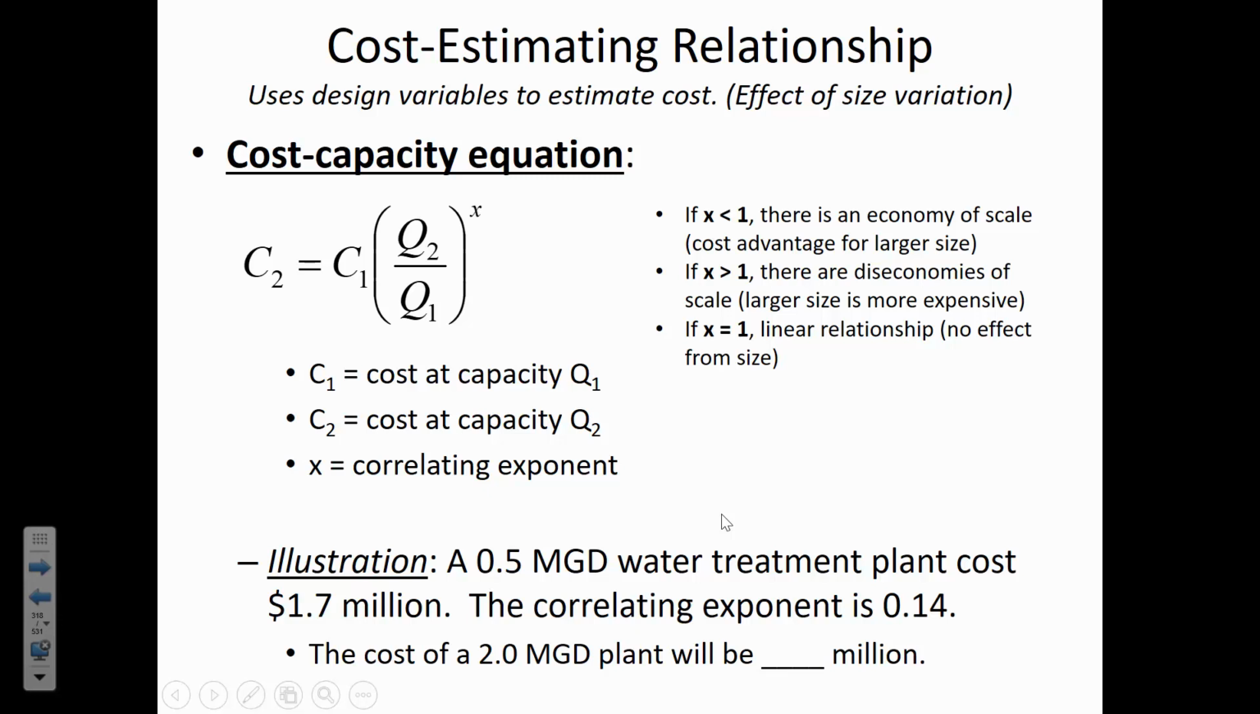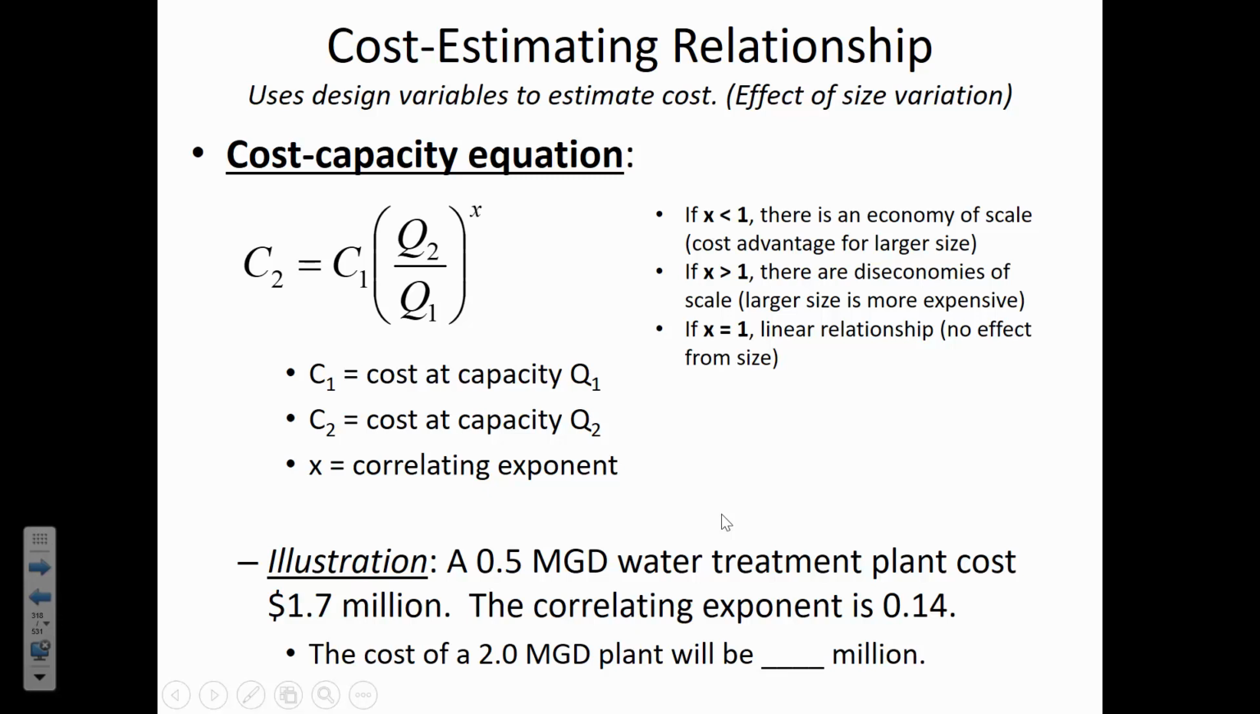And so if it was a linear relationship, then we'd just assume that this new thing we're building is 4 times larger than the other one was. But since we get a discount as the size gets bigger on a per-unit basis, what that means is that actually the C2 is only 2.06 million.